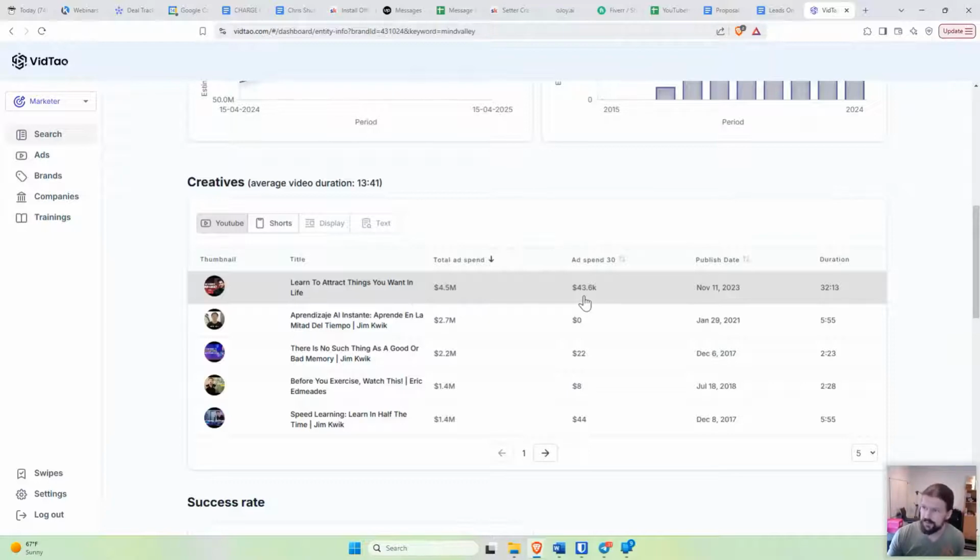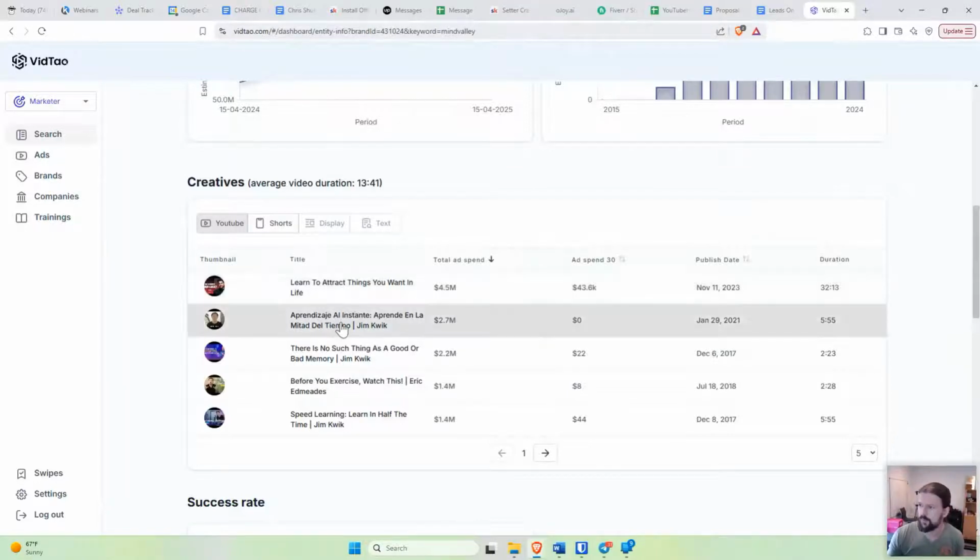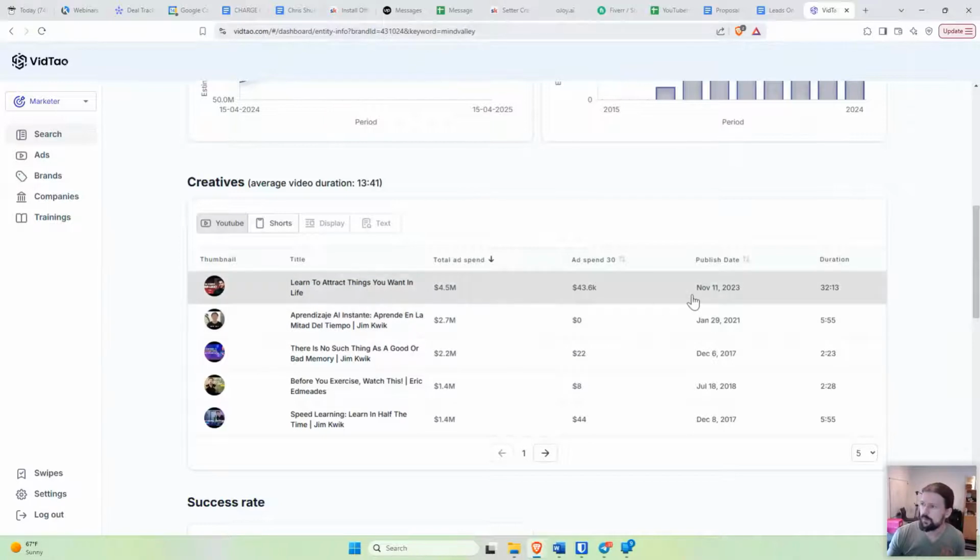So what I like to see is something like this first one. This one has been running since November 2023. That's like, what, a year and a half. And they've spent more than like $4.5 million on it. And they spent $43,000 on it just over the past 30 days. So this is one that just keeps making them money over and over again, and they keep dumping money into it. That's a pretty good indication that it's working.